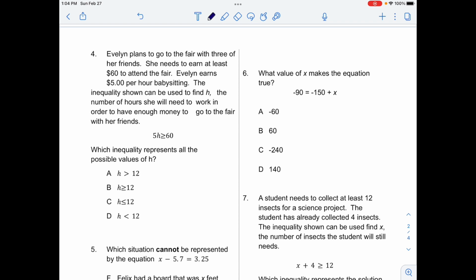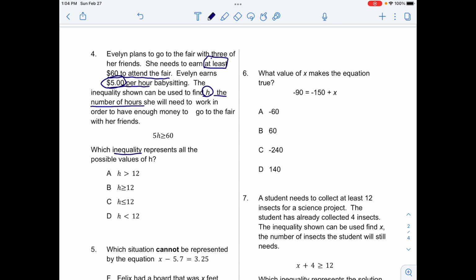All right, number 4. Evelyn plans to go to the fair with 3 of her friends. She needs to earn at least $60 to attend the fair. Evelyn earns $5 per hour babysitting. The inequality shown can be used to find H, the number of hours, so our variable is defined, she will need to work in order to have enough money to go to the fair with her friends.